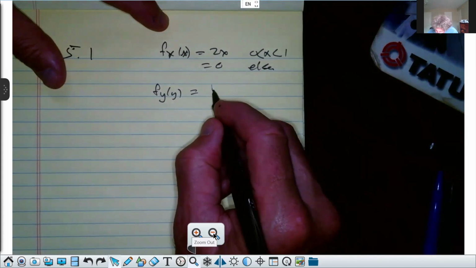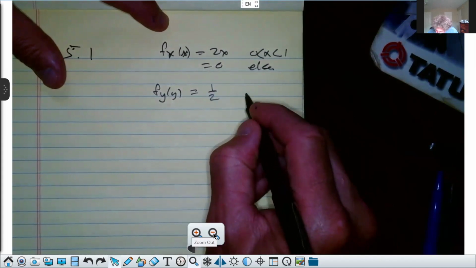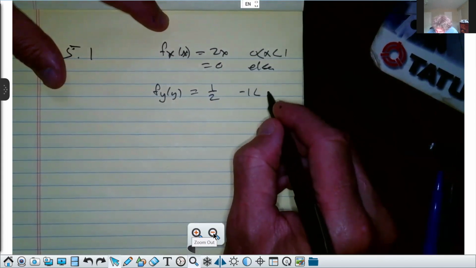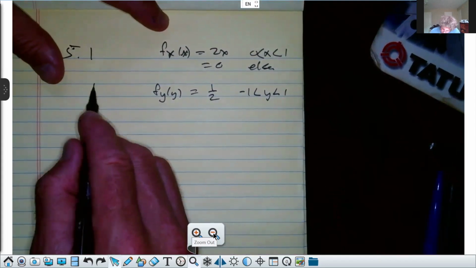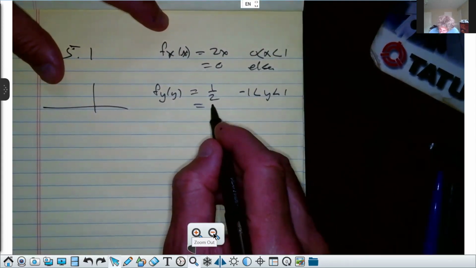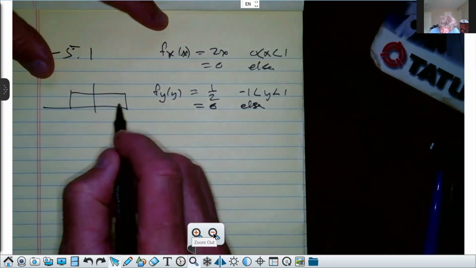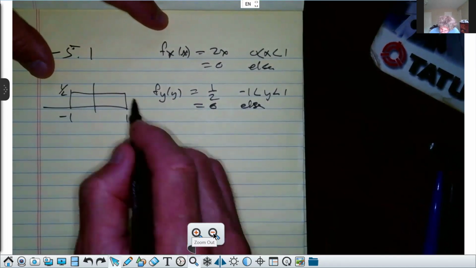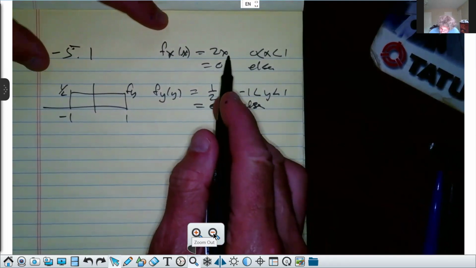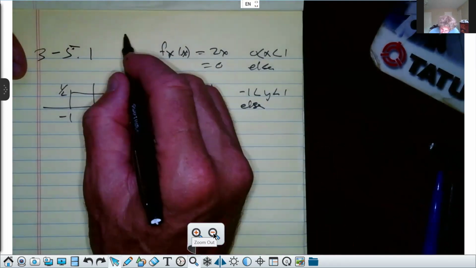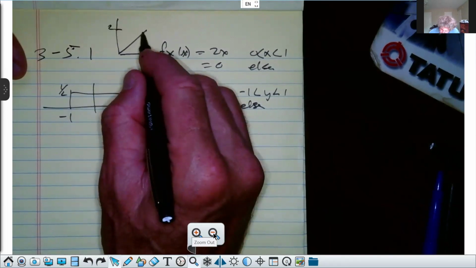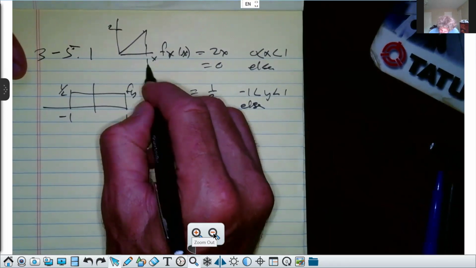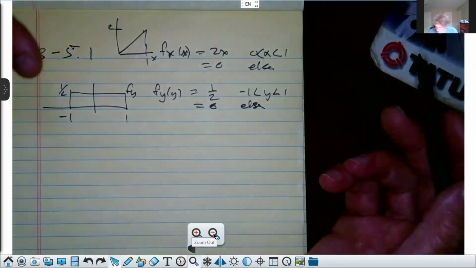So that would mean it's got a value of 1/2 for y greater than -1, less than 1, and 0 else. We could graph that, but it's pretty obvious. It looks like this, just from -1 to 1, its value is 1/2, and this would be f_Y. For the other one, well, that's kind of straightforward. It's just going to be a value of 2 at x equal 1, and then 0 else.